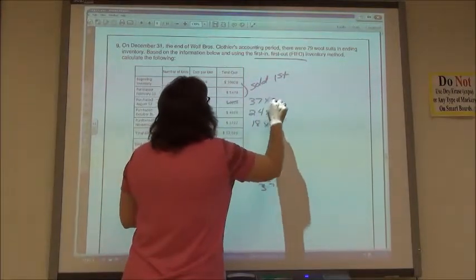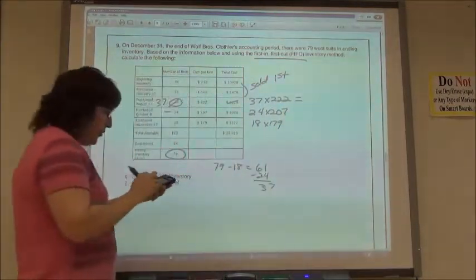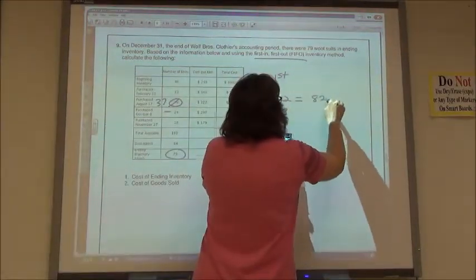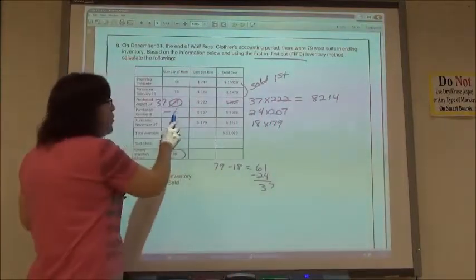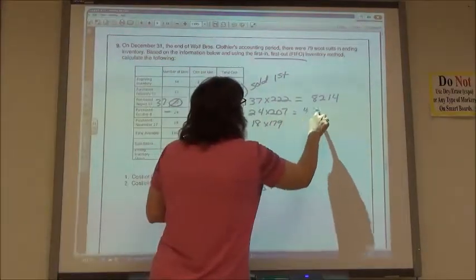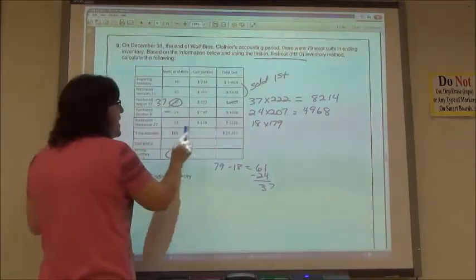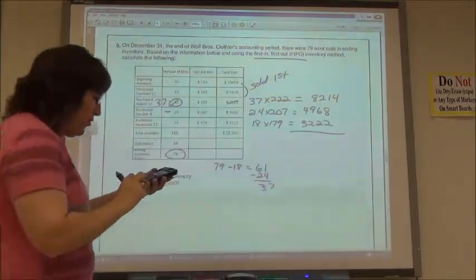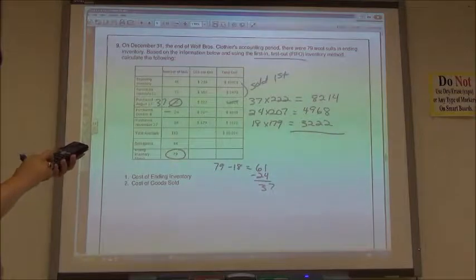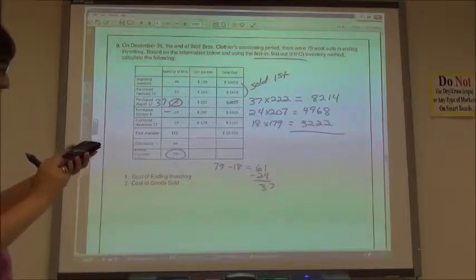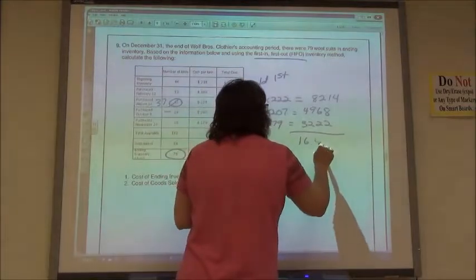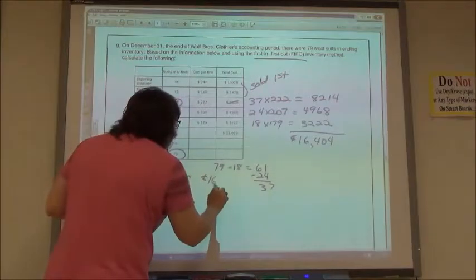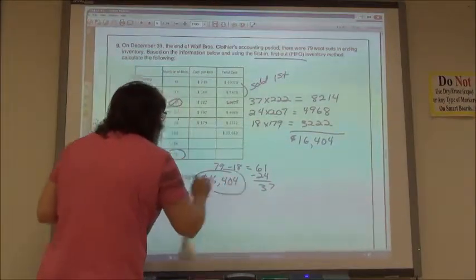So 37 times 222 means the value of those 37 items, 8,214. Then we had 24 times 207, which is 4968. And we had 18 times 179, which was 3222. And so if we add all those up, we get 16,404. So the cost of our ending inventory is $16,404.